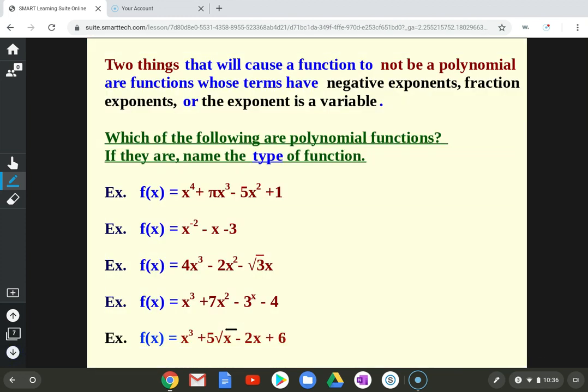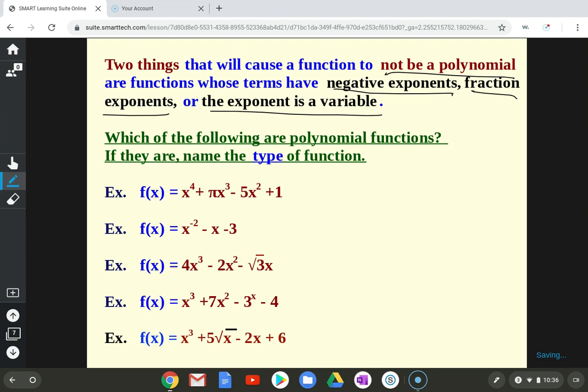All right, there are two things that will cause a function to not be a polynomial. To not be a polynomial, we're looking for negative exponents and fraction exponents. Another way to have a problem is if the exponent is a variable.